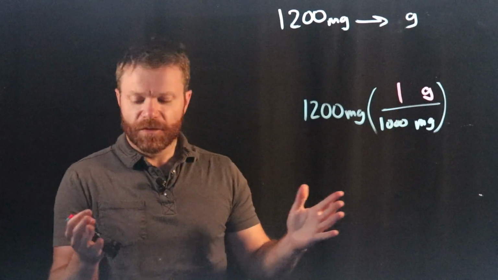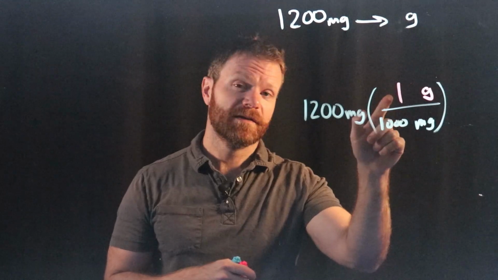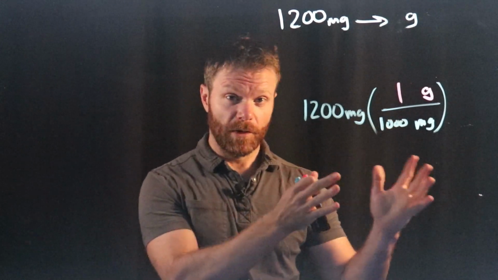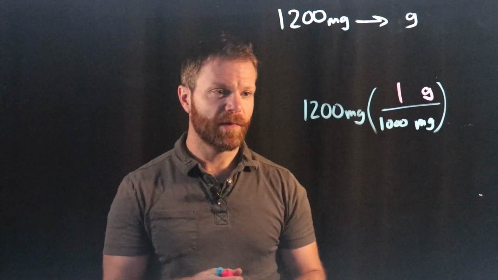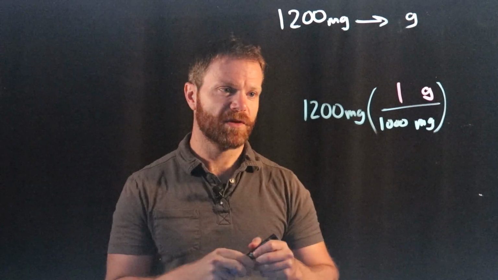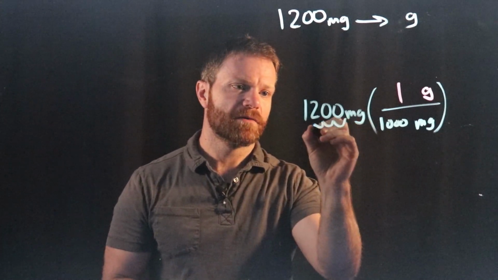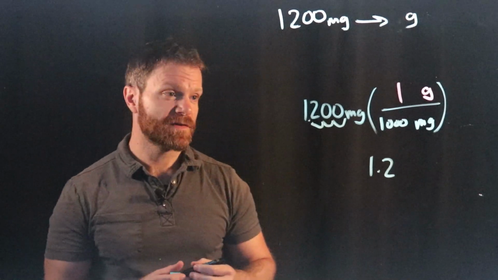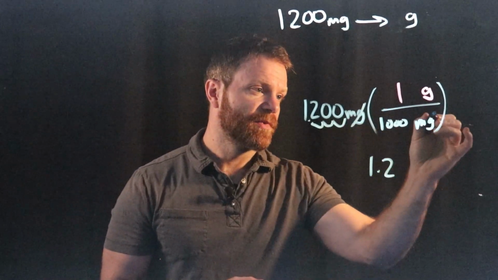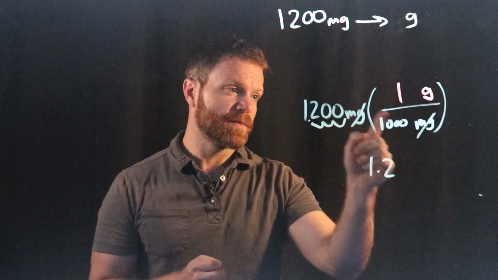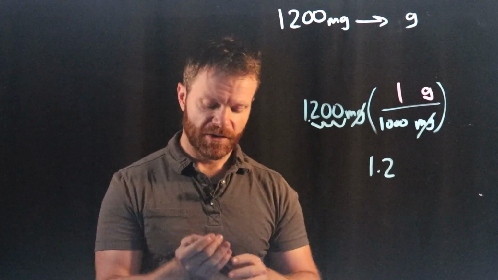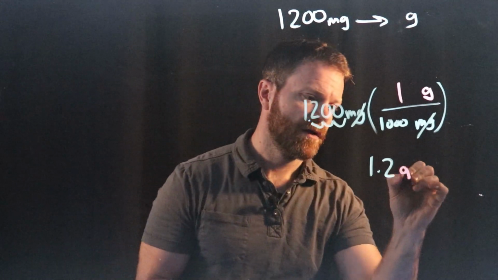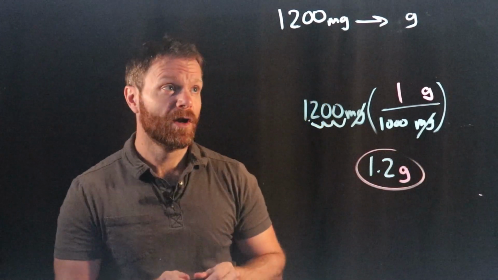Okay, and now we just perform the math. 1,200 times 1 is 1,200. And 1,200 divided by 1,000, we can just move the decimal place 3 places to the left, and we end up with 1.2 as our final answer. We cancel milligrams with milligrams because we have milligrams on top and bottom, so they cancel each other out, and we're left with grams as our final answer.